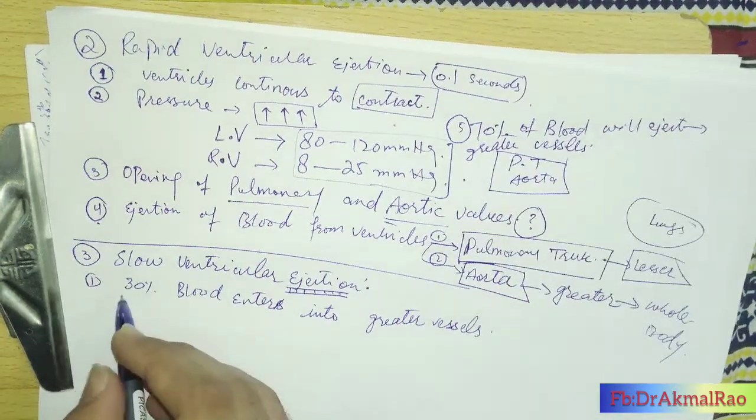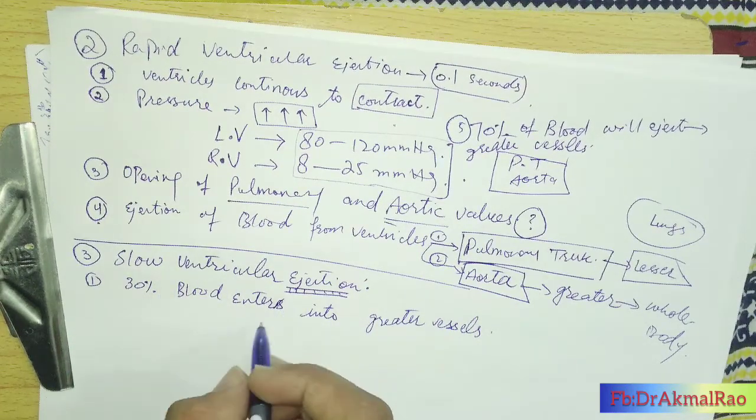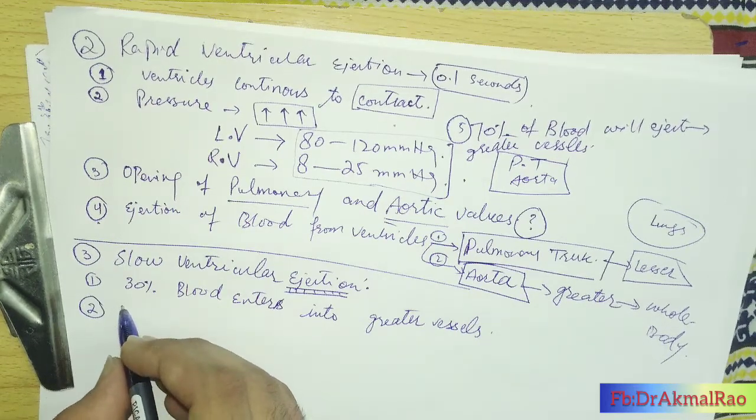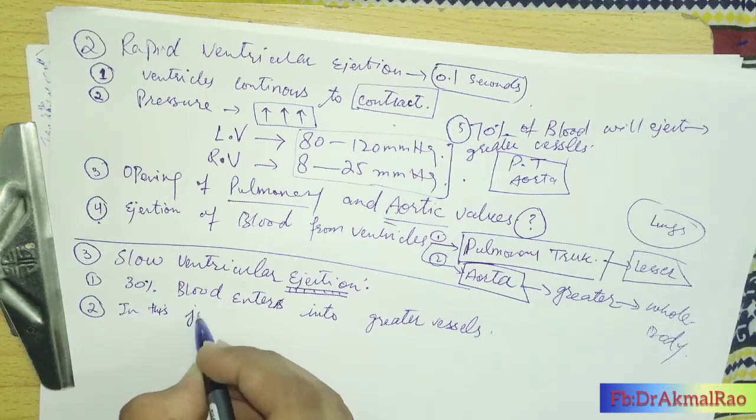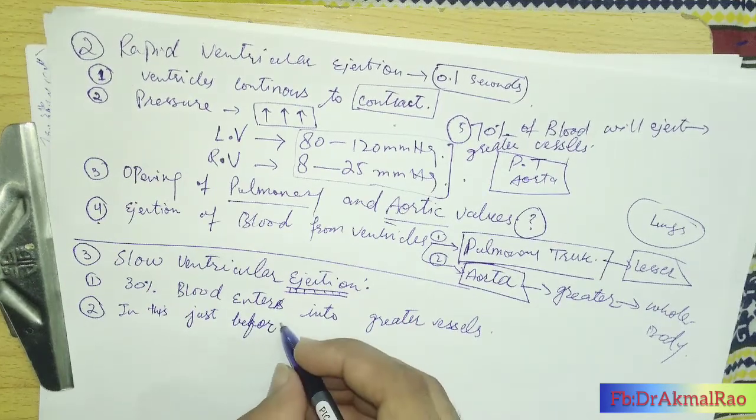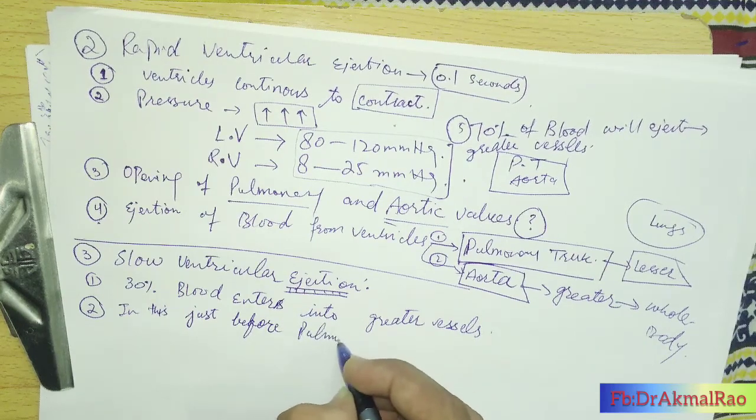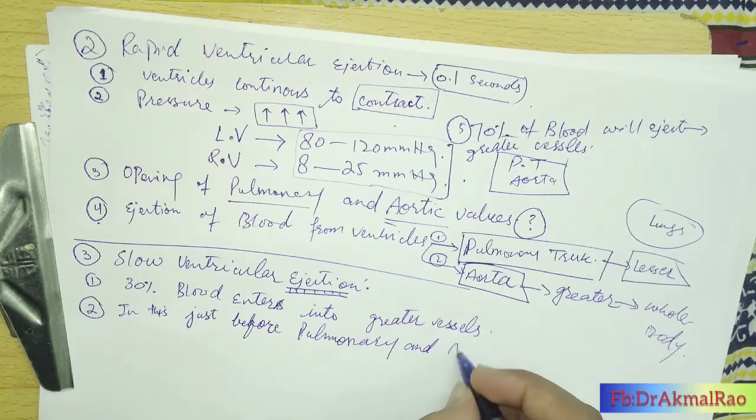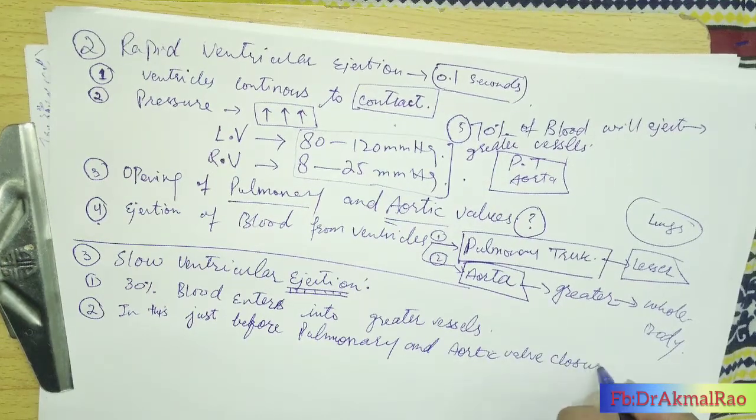Here the remaining 30% blood enters into the great vessels in the slow ventricular ejection phase, and the second thing is, in this phase, just before pulmonary and aortic valve closure.